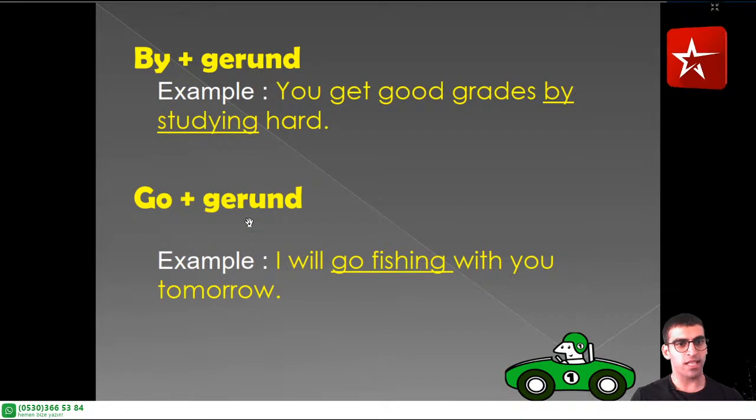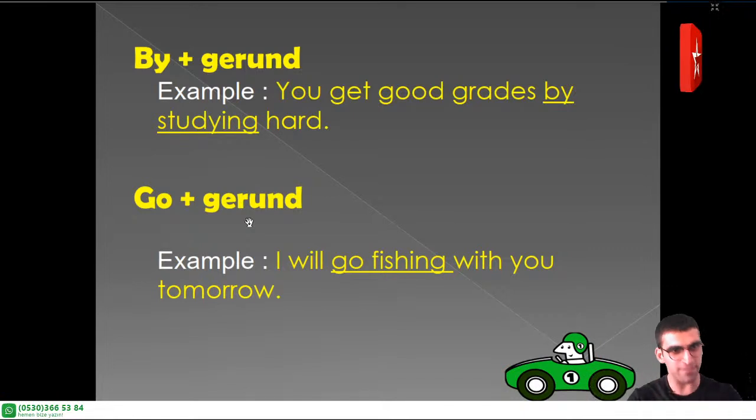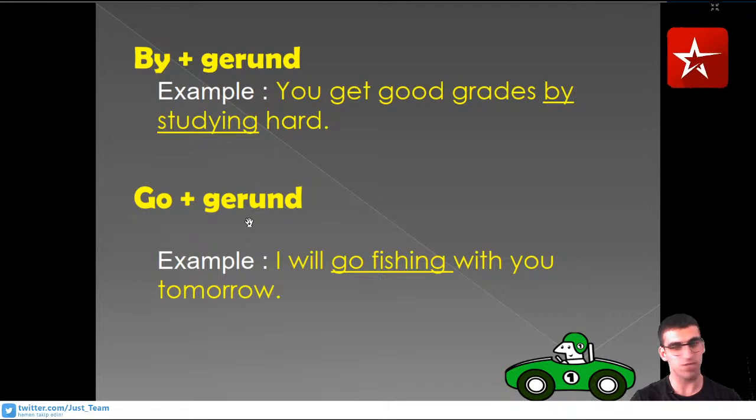Alright guys, can you let me know one sentence with go? How can we use go? Say something about yourself by using go plus ing gerund. Just one sentence I need from you. Be active. Write one sentence in the chat box. I will check them. If they are false, I will correct them. If they are correct, I will say awesome, good job. So I'm waiting, guys, for your sentence.